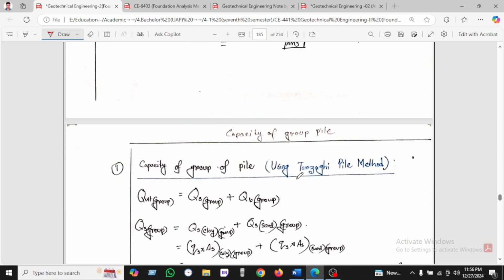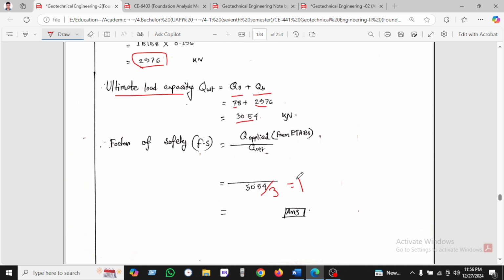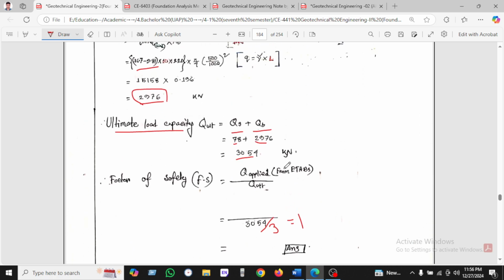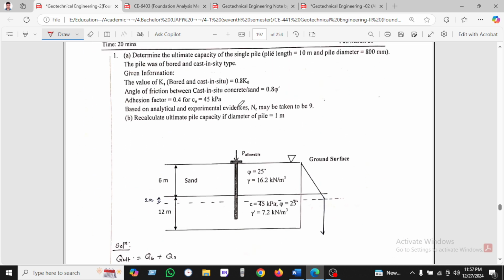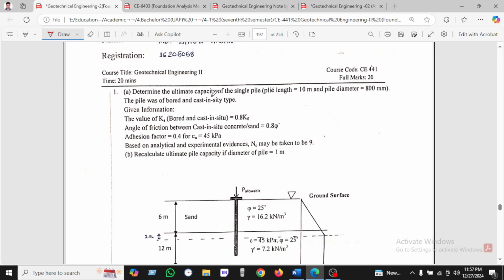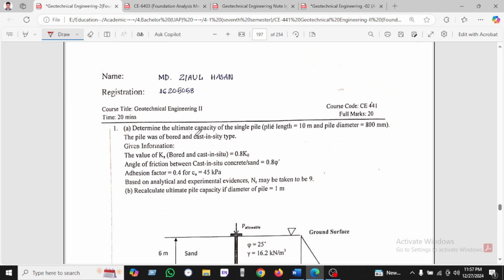Okay, let's see another example which is given. Okay, this is the question. Now we'll see here: determine the ultimate bearing capacity of a single pile, which is length 10 meter and pile diameter 800.